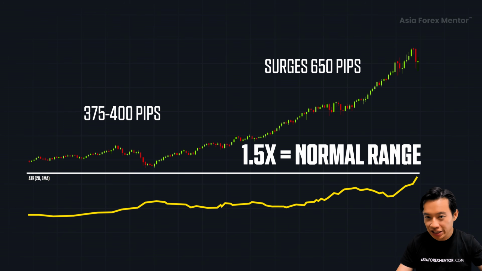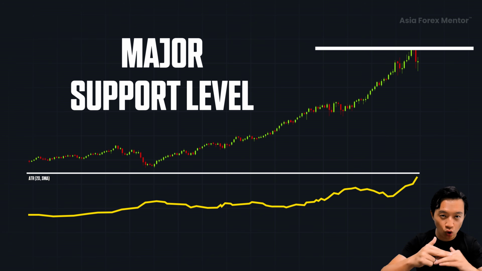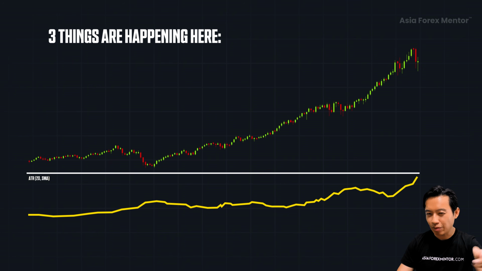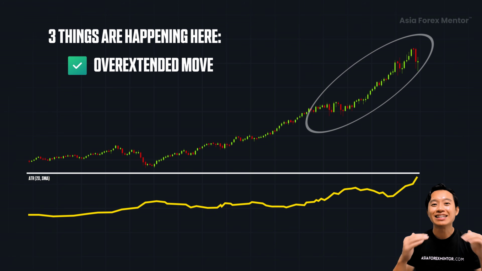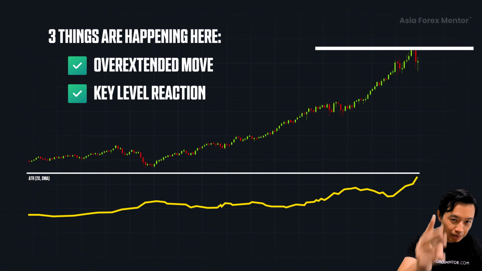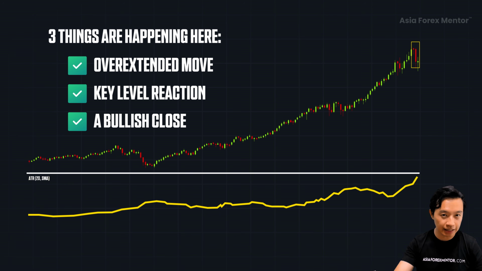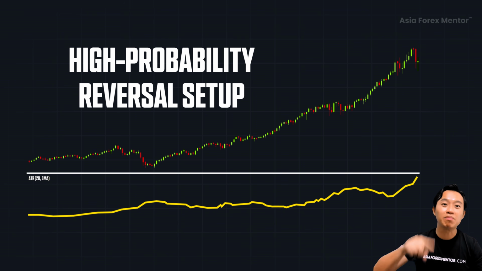Alright, so now we jump to the weekly chart. Price has now hit a major support level, right? It's not just going to stay there, it's going to bounce and close higher the following week itself. Three things are happening here. Number one is an overextended move. The market has gone too far, too fast, right? Number two, there's a key level of rejection. It's testing a major support zone. And then number three, you got a bullish close, right? That's a confirmation that the buyers are now stepping in. So when you put all these three together, maybe it's not just noise, it's a high probability reversal setup staring at you right now in your face.